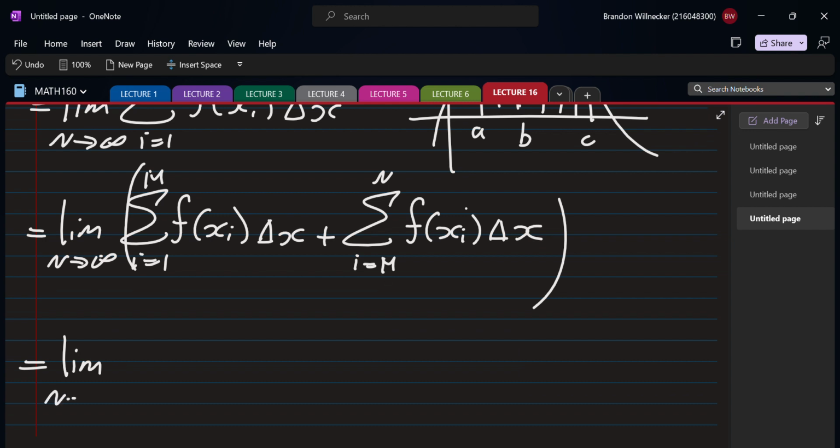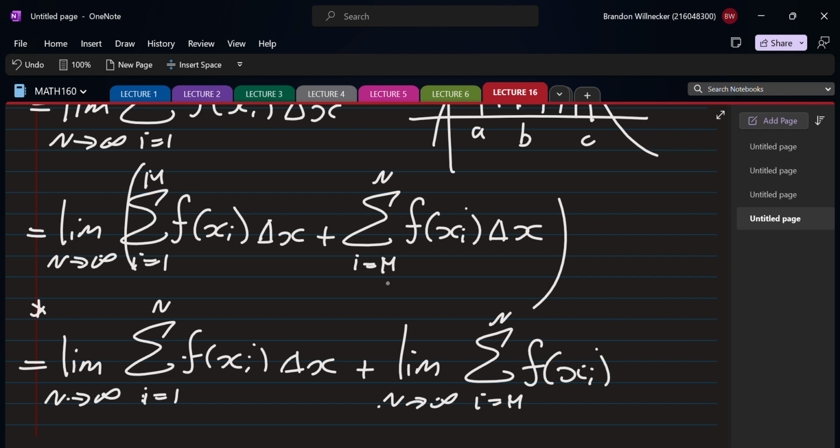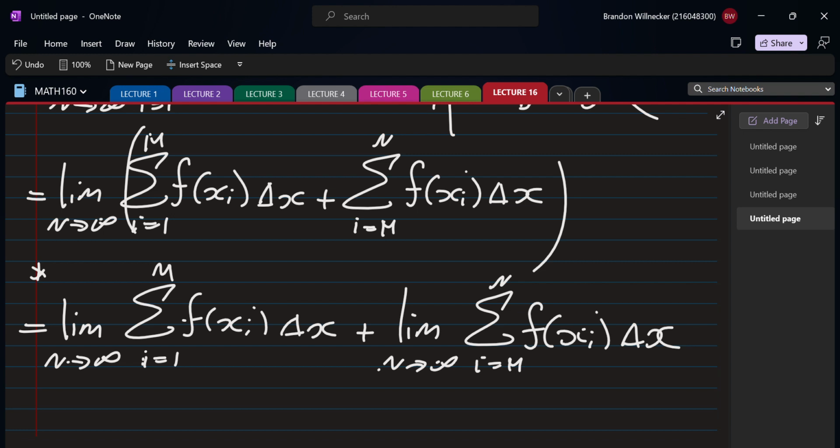Okay, so we have the limit as n goes to infinity, the sum from i equals 1 to n. I'll put a little star here, we're going to get back to this. f of x_i delta x, plus the limit as n goes to infinity, the sum from i equals m to n, so that's the rest of the rectangles, f of x_i delta x. Okay, and I put a little star there. There's a problem with this line.